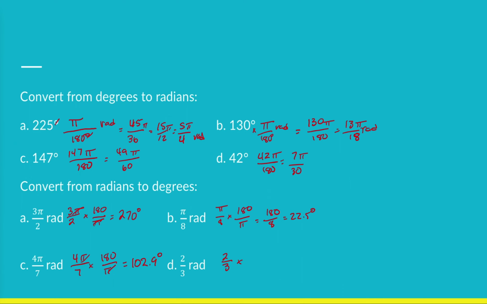Two-thirds times 180 over pi. Here our pi's don't cancel out, but that's also okay. We can just plug it all into the calculator like this and come up with 38.2 degrees.